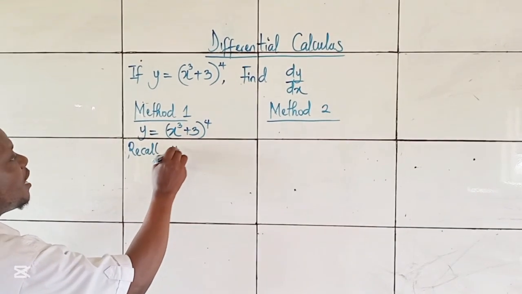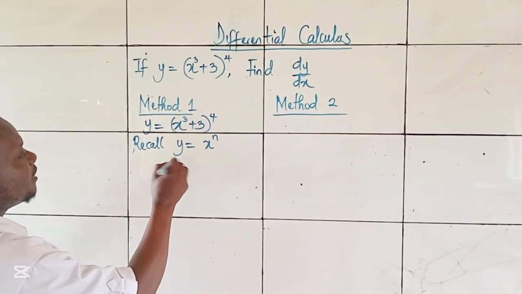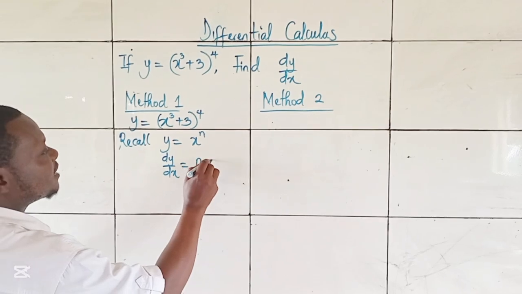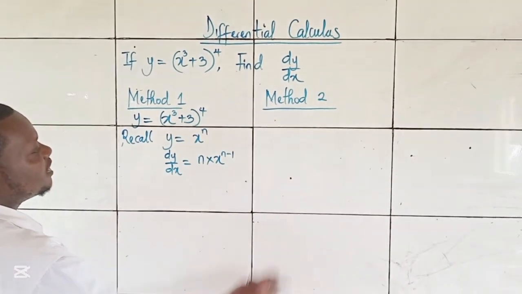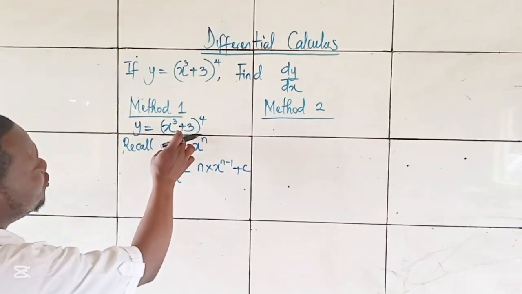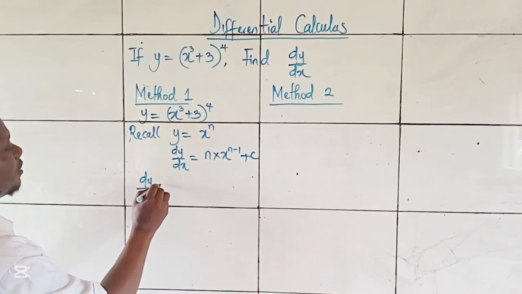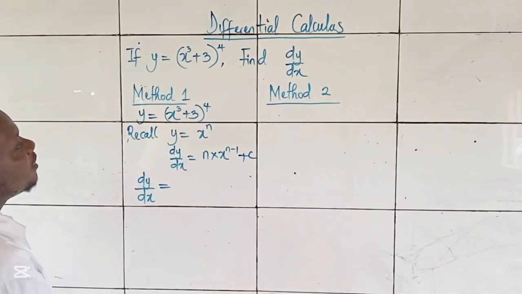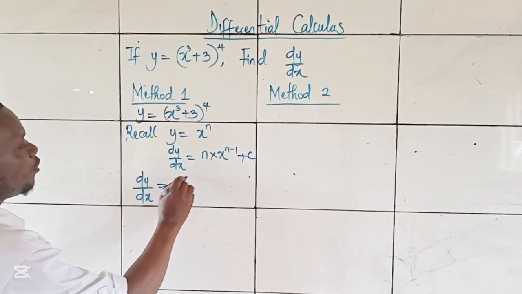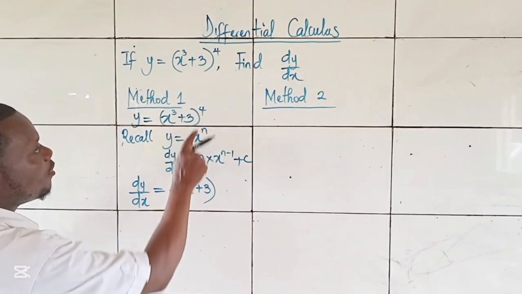Okay, we recall that if I have y equals x raised to the power of n, then y prime, or dy/dx, will give me n times x raised to the power of n minus 1. So this is the general form of differentiating a function, and that's what I'm going to use here. So dy/dx equals 4, which is the power, we multiply the entire function, so it's going to be 4(x^3 + 3)^(4-1).